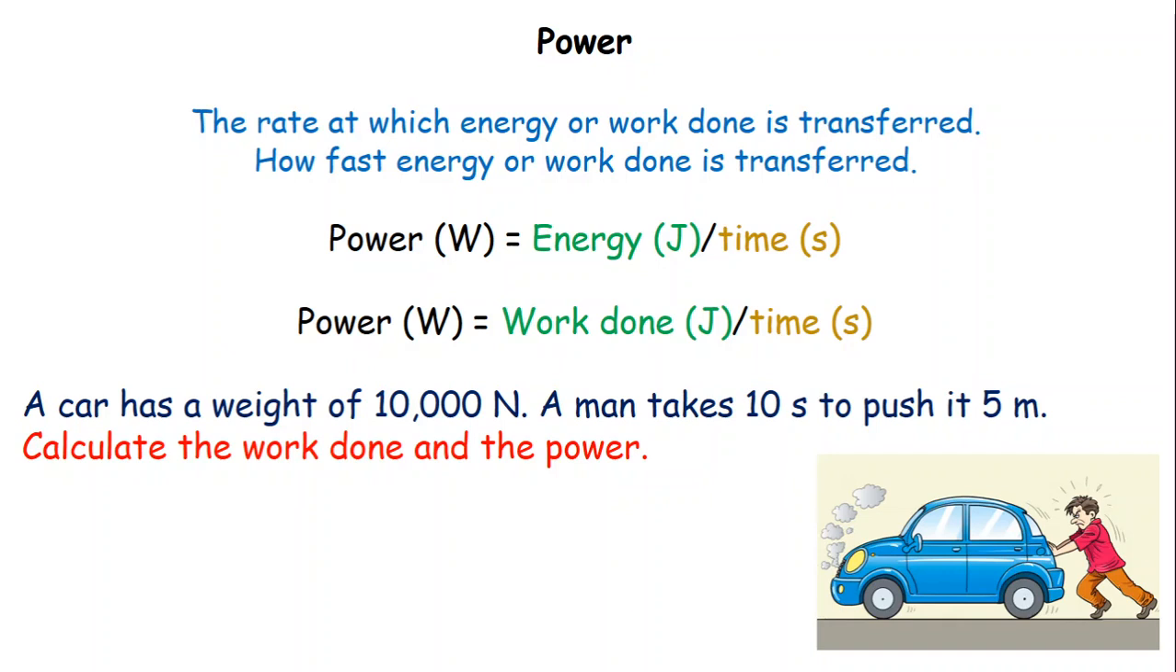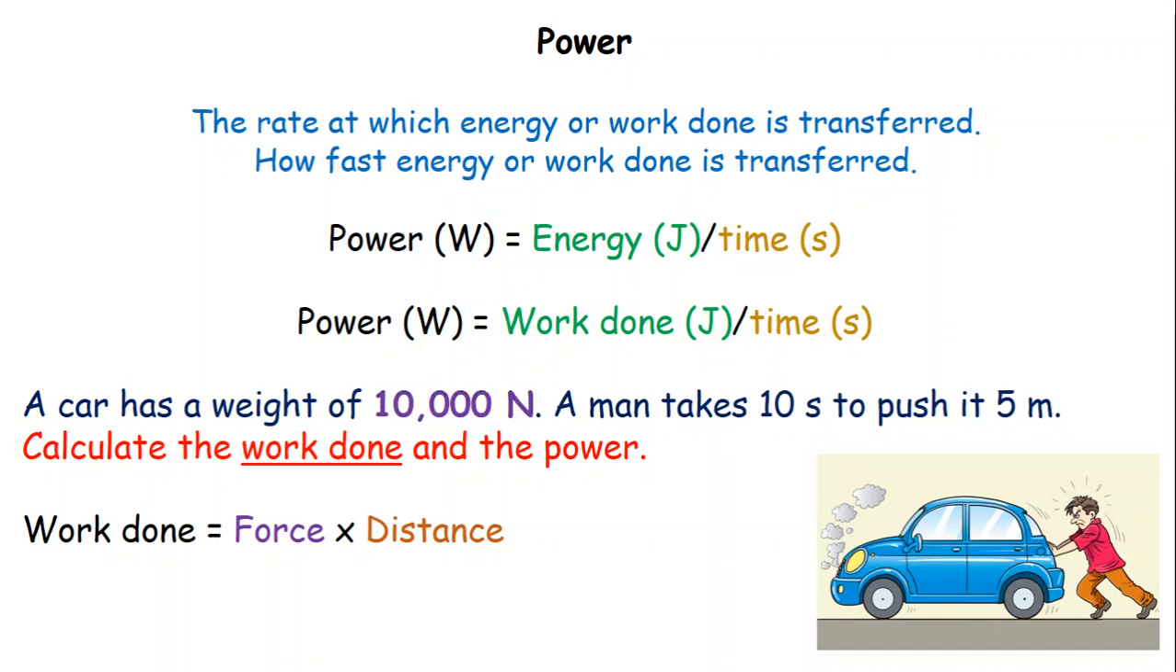So we are going to start with work done, and we are going to look back at the equation for it. It was force times distance. So now we have to find force and distance in this question. And the force here is 10,000 newtons and the distance 5 meters. So we get work done equals 10,000 newtons times 5 meters. And this gives us a work done of 50,000 joules.